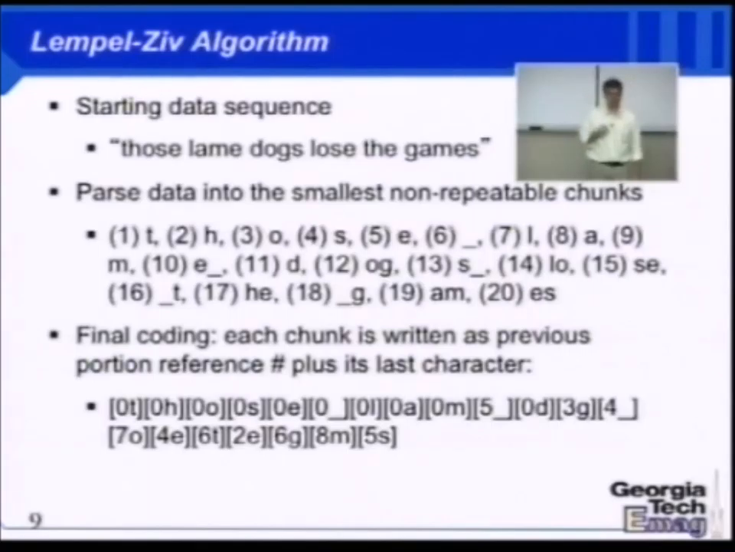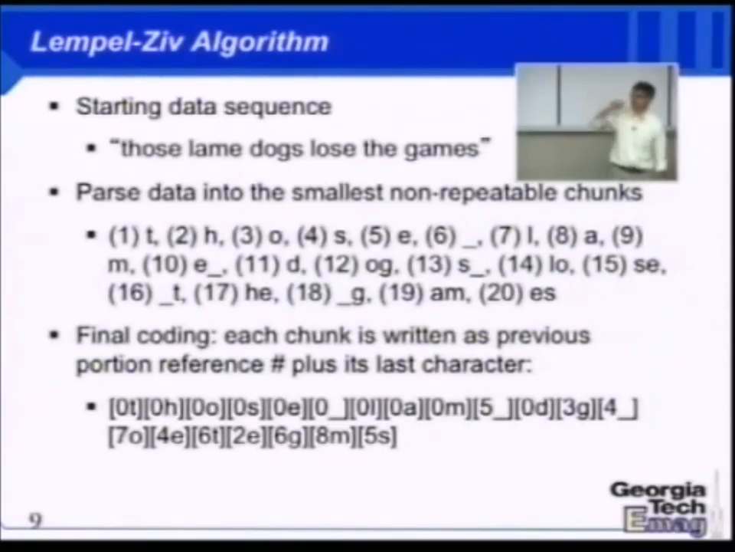So first you come to a T, a lowercase t. That's a unique occurrence. So you register that as the first element in your alphabet. Then you come across an H. That's the second occurrence. You put it in the second slot. O, S, E. Well, this doesn't seem to be going anywhere, does it? We're just repeating every unique character that we've come across. Space, L, A, M. Ooh, I'm repeating myself. I already have an E in the key.